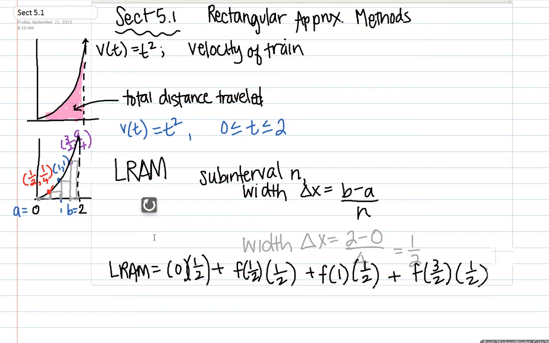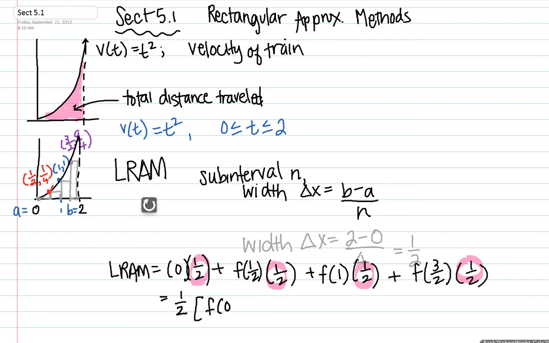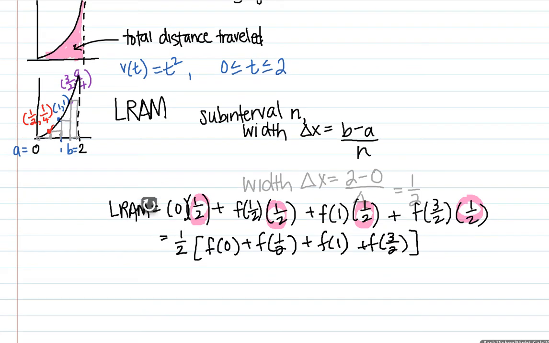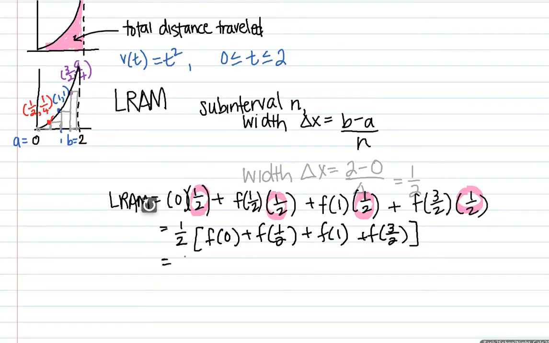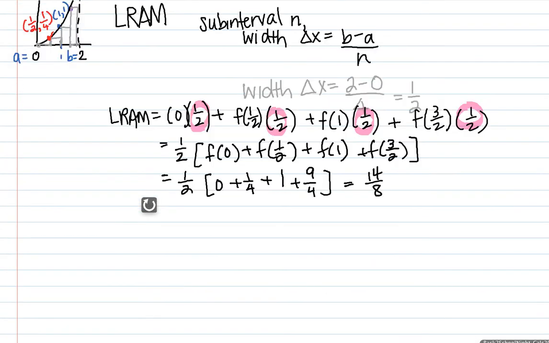So I hope you can see that you have the 1/2 everywhere. There's 1/2 in every single one of these terms, because that's our width. So I could actually factor that out and leave myself with basically f of 0 plus f of 1/2 plus f of 1 plus f of 3/2. Now I'm trying to just generalize a little bit to remind you guys of how this is done. If you plug in all these numbers and add them up, you should end up nicely and equal 14/8 with a common denominator. Okay, so that's the left-hand approximation method. Hopefully you guys can remember why it's called the LRAM.